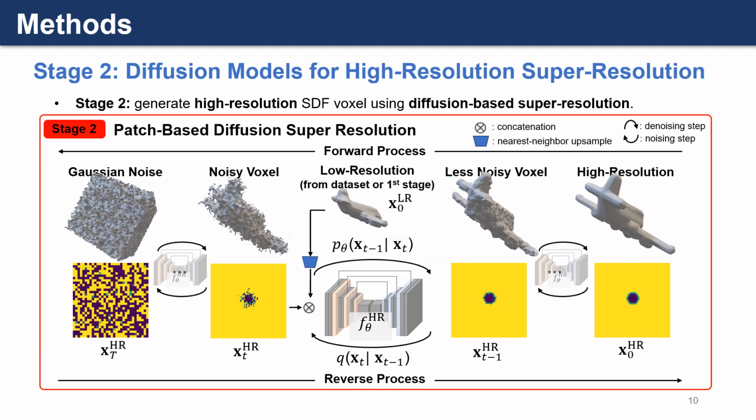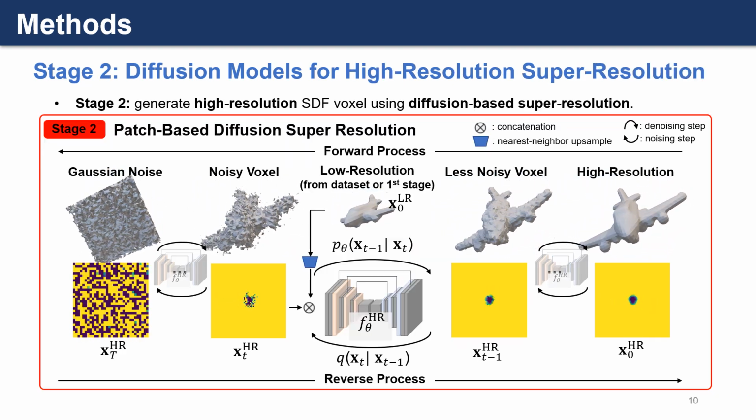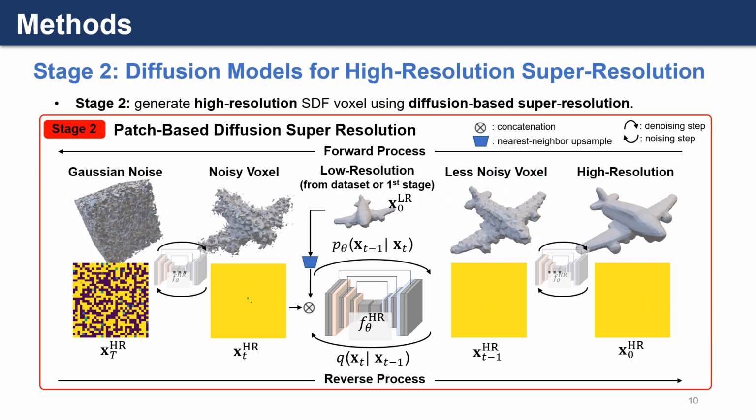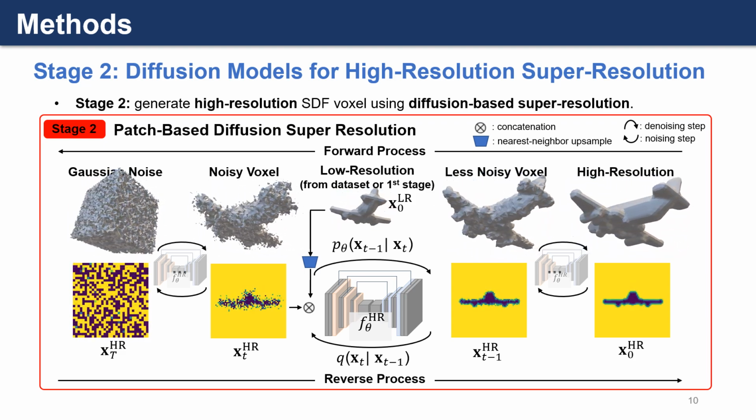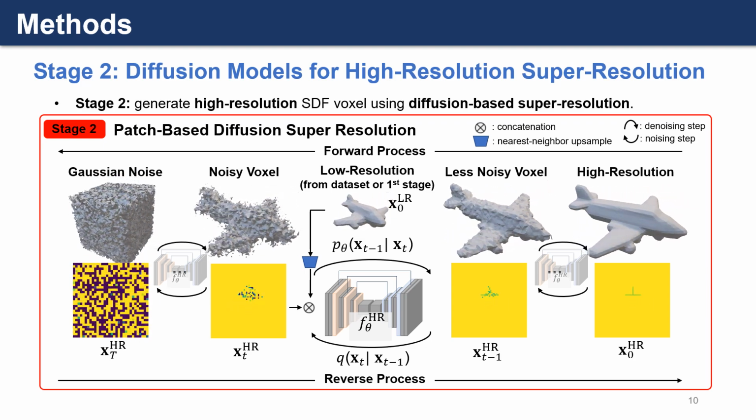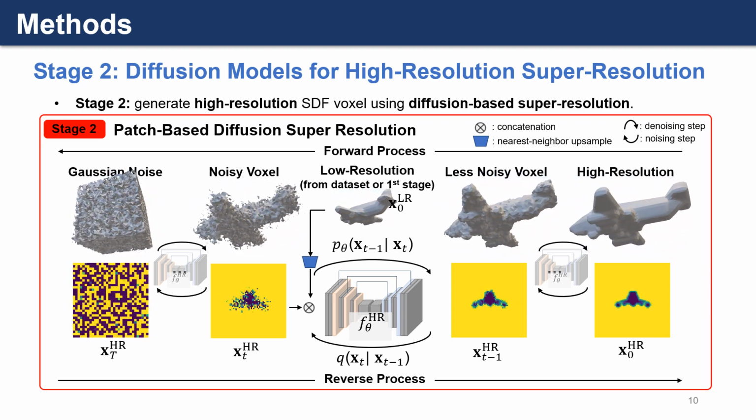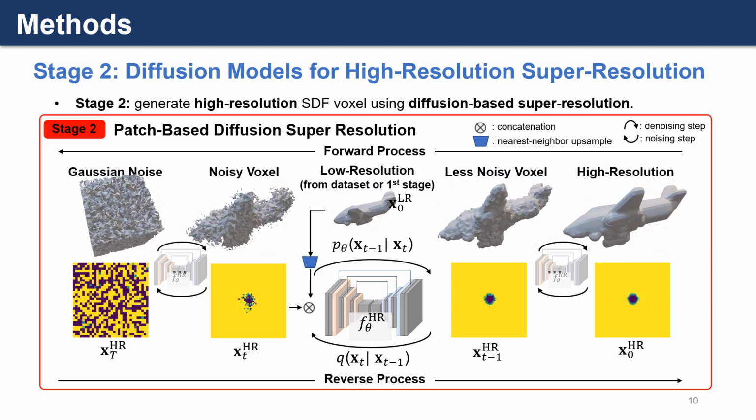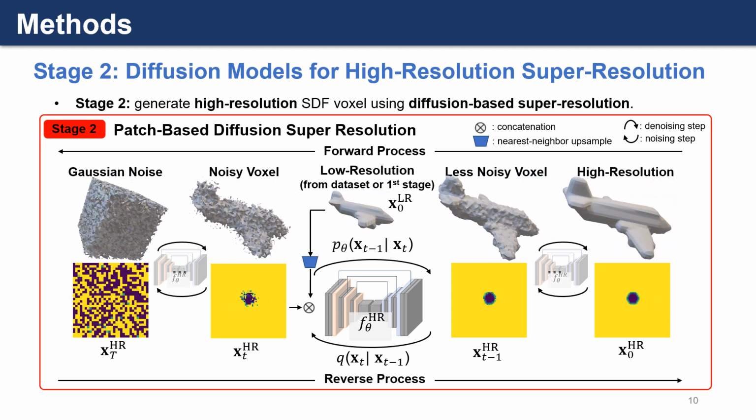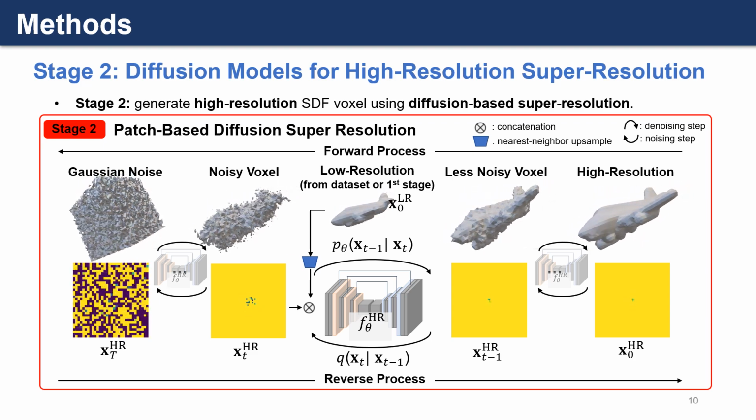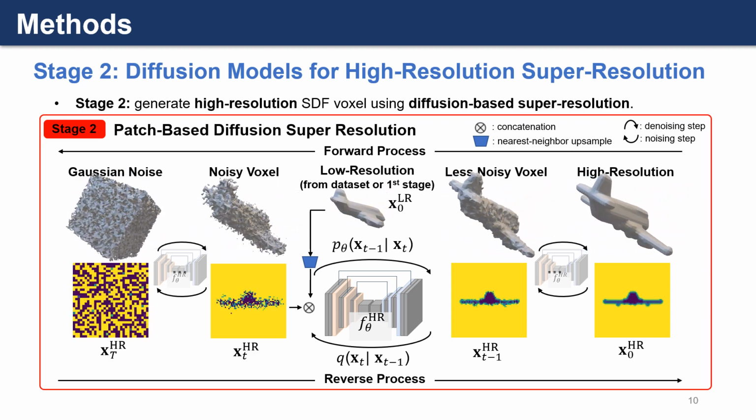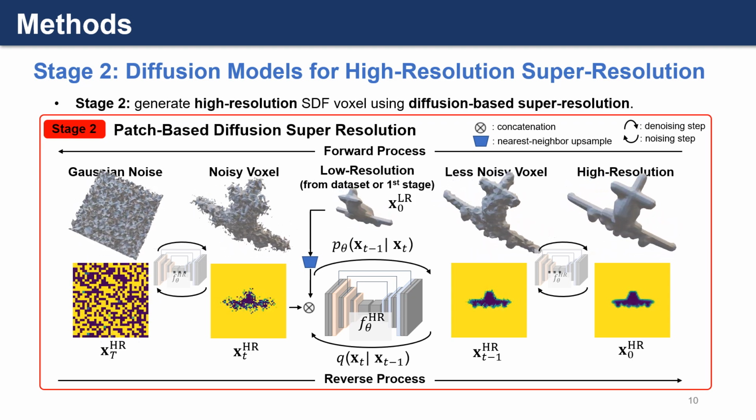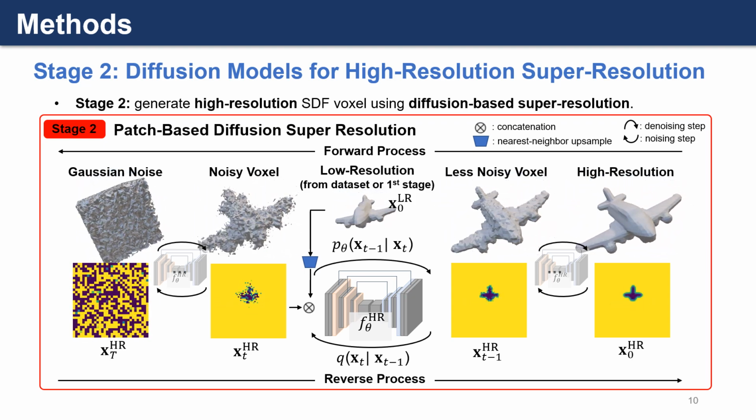In this slide, we will explain the details of the second stage. The purpose of the second stage is generating a high-resolution SDF voxel through super resolution. During the training phase, the model learns how to denoise high-resolution SDF voxels with the condition of low resolution. During the inference phase, by iteratively applying the denoising step from the high-resolution Gaussian noise, we can generate a finely detailed 3D shape. With this second stage diffusion framework, we can generate a high-resolution SDF voxel, which is a finely detailed 3D shape.